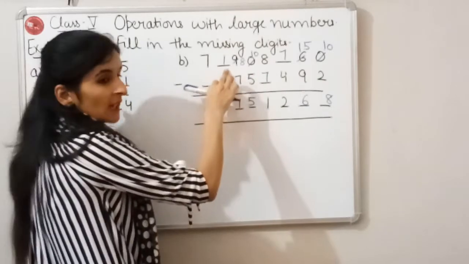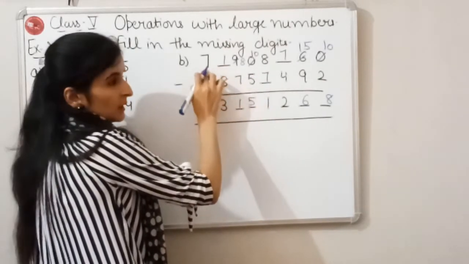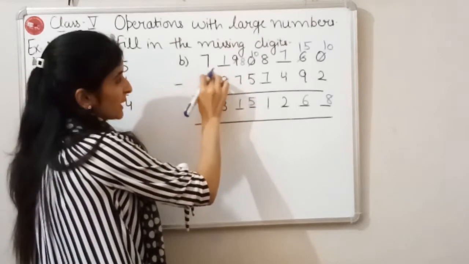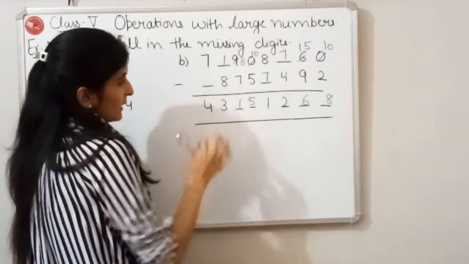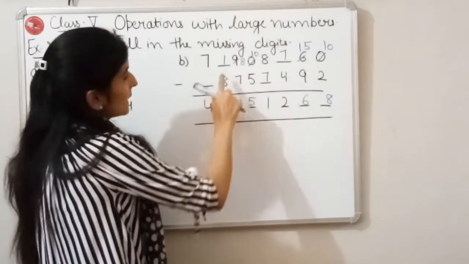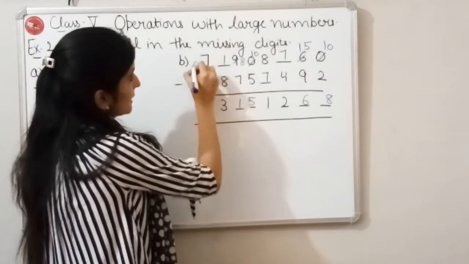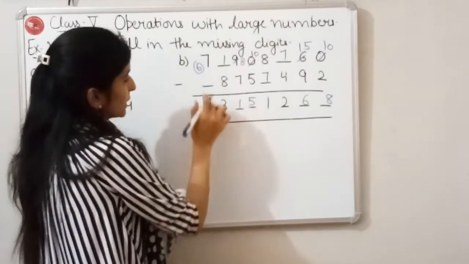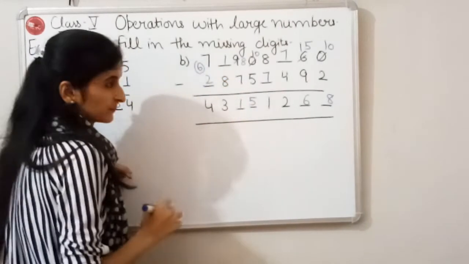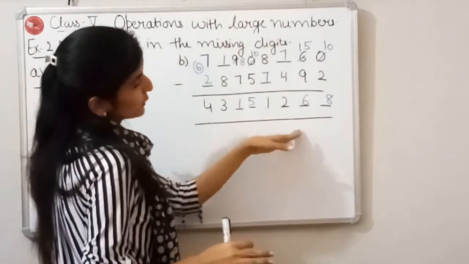But we cannot write 1 here. So there should be 6, but we have written here 7. So 1, it means we have taken one borrow from here. So 11 minus 8 is 3. This should be 6 now. 6 minus 4 is 2. Okay. I'll tell you with the help of solving this question.